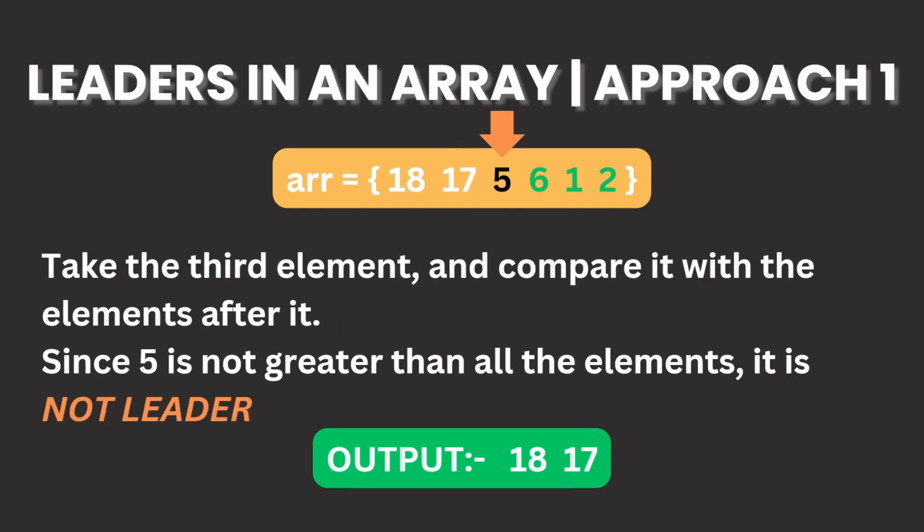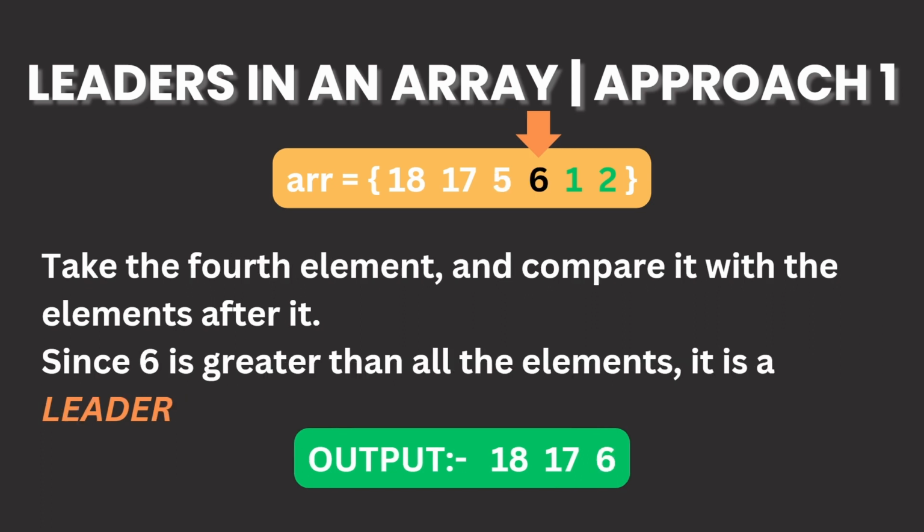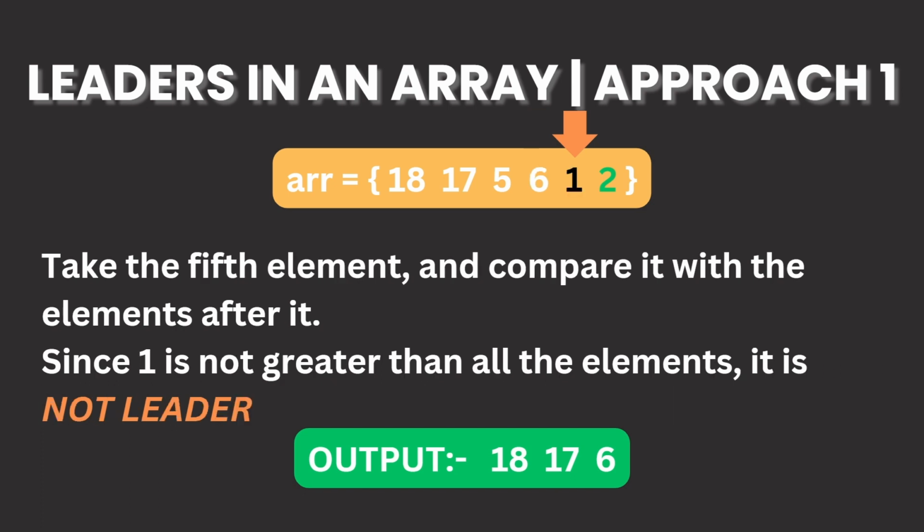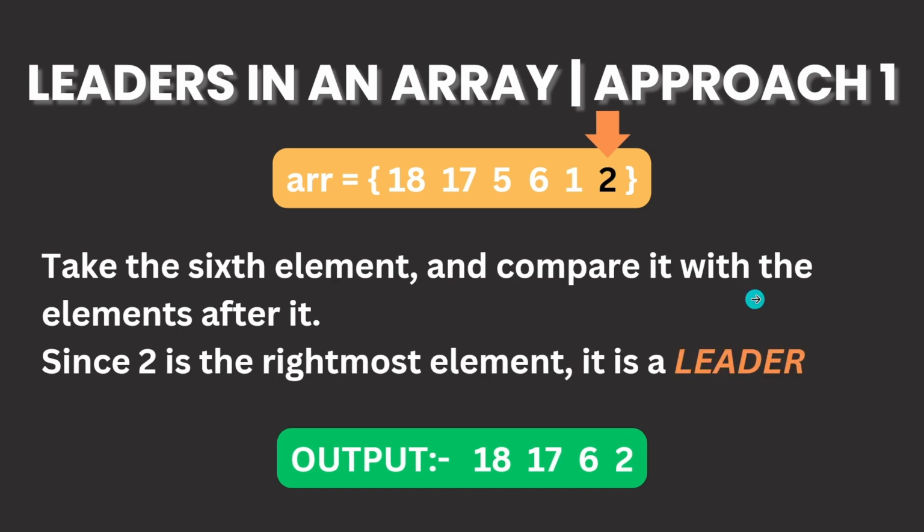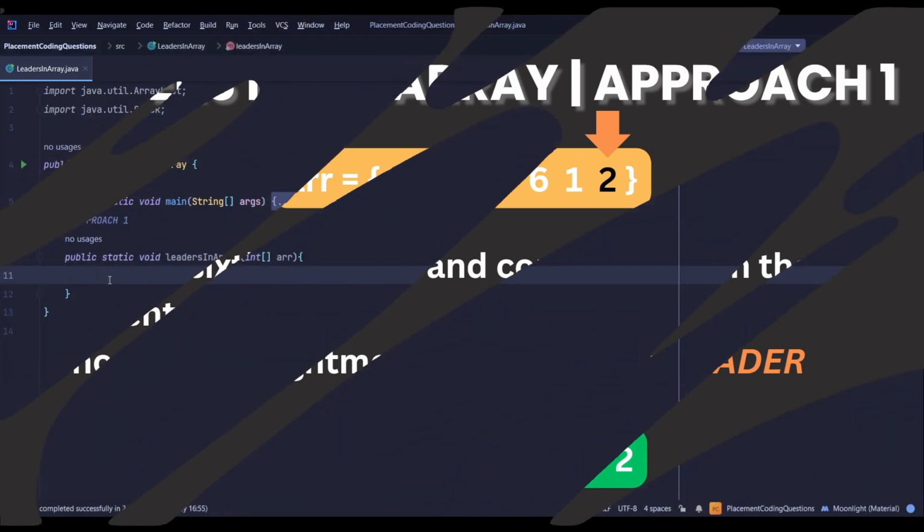Next element is 5. Since 5 is not greater than 6, we will move on to the next element. The next element is 6, which is greater than the elements to its right, so we will print it too. Again the next element, that is 1, is not greater than 2. Thus we will move on to the last element, which is 2. Since 2 is the rightmost element, it is by default a leader and we will print it. So the leaders are 18, 17, 6 and 2.